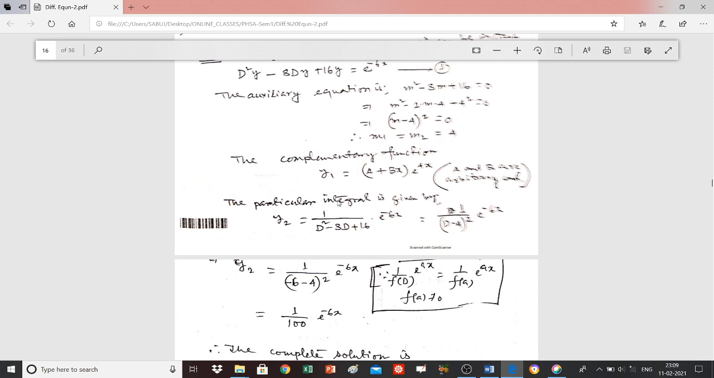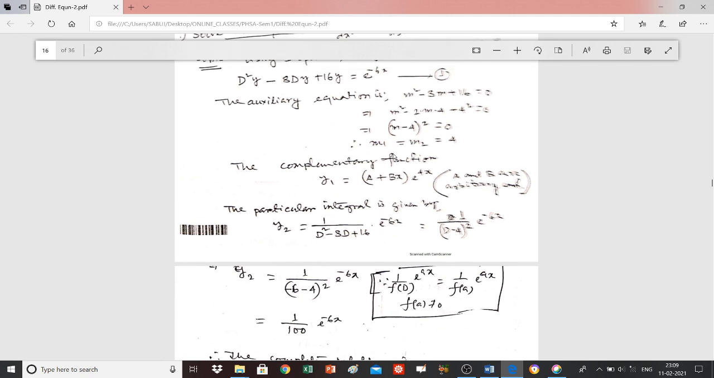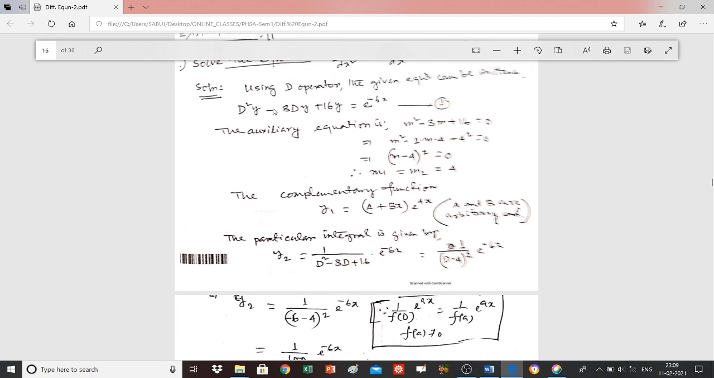Now look here, this is the method how to find the particular integral. Say the particular integral is y2, that is equal to 1 by f(D). In this case f(D) means function of D, this term D square minus 8D plus 16, then the right hand side, e to the minus 6x. So if you wish to find the particular integral of a second order non-homogeneous equation, you have to write the particular integral as 1 by f(D) times the right hand side. So this can be written as 1 by (D minus 4) whole square e to the minus 6x.